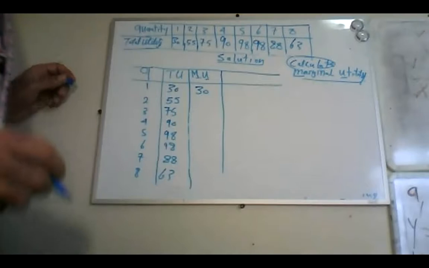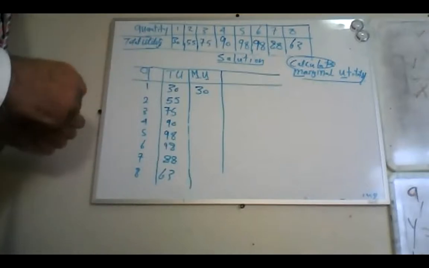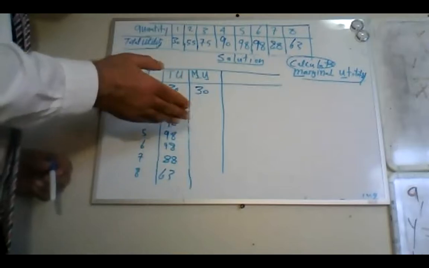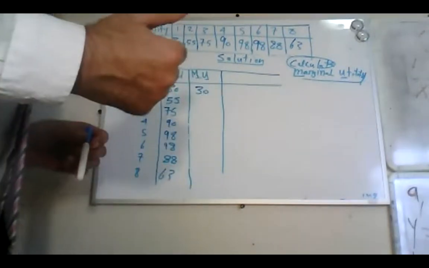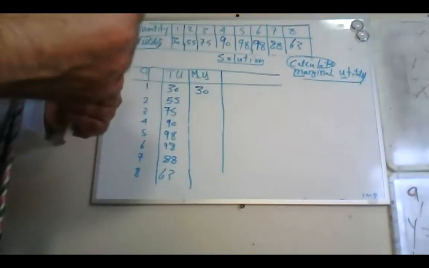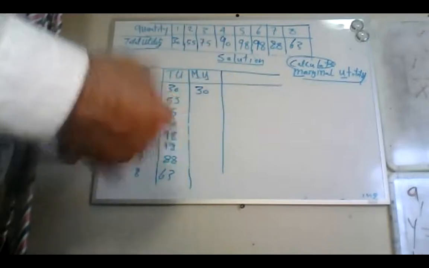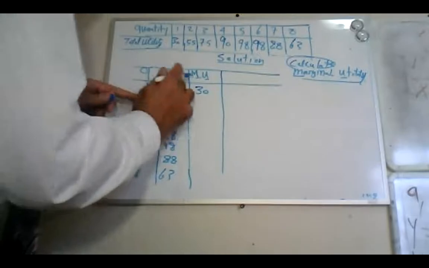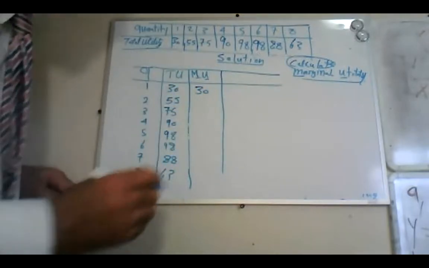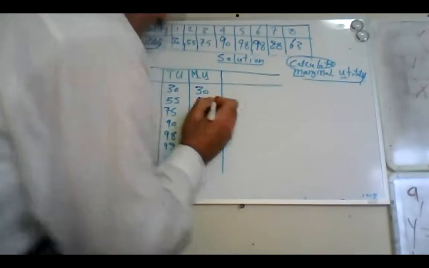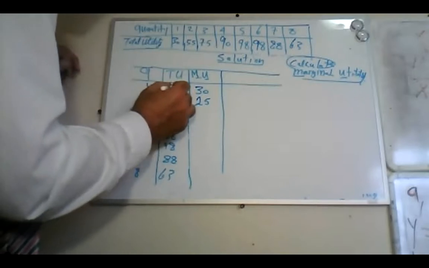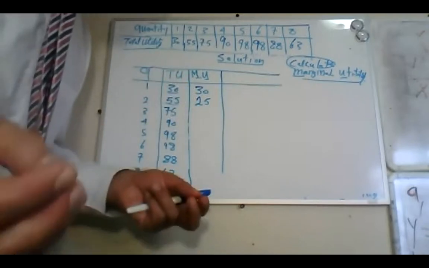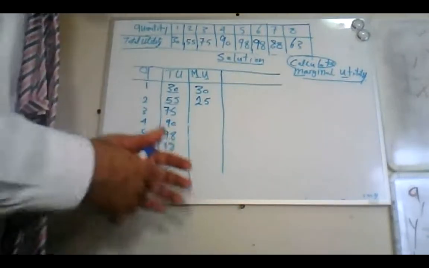Here we go. Now because he gave me the total, I will deduct. Because in the previous example, he gave me the marginal, so I added. So that's how it looks like now. Let's see. 55 minus 30 will give me 25. Again, 55 minus 30.